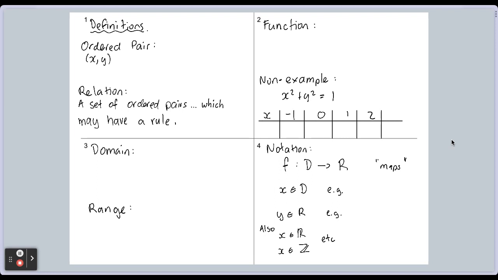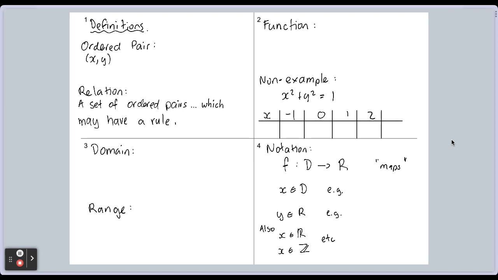Often we will write a rule down because when we write a rule down, we can use that rule to describe a whole heap of pairs all at once. But ultimately, what you're doing with a relation is you are either writing down all the pairs that make the relation, or you're writing down a rule which describes all the pairs.